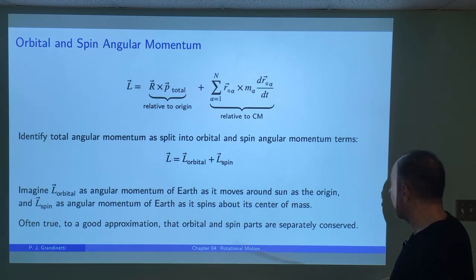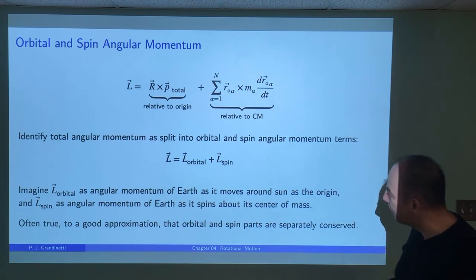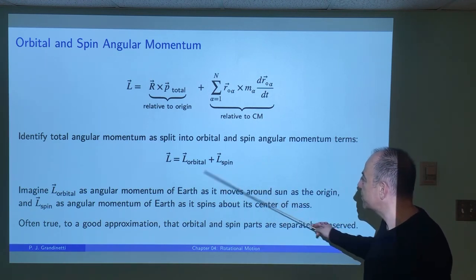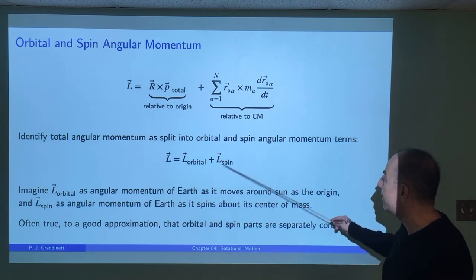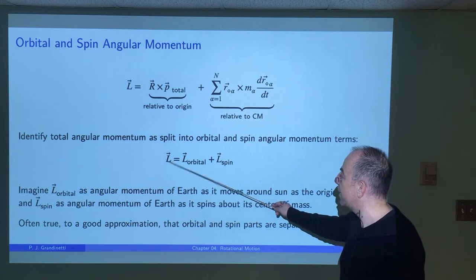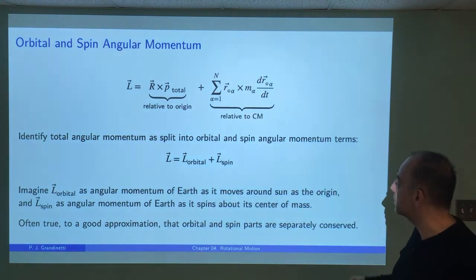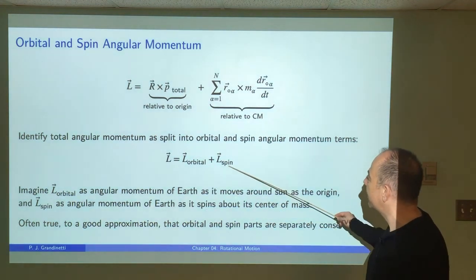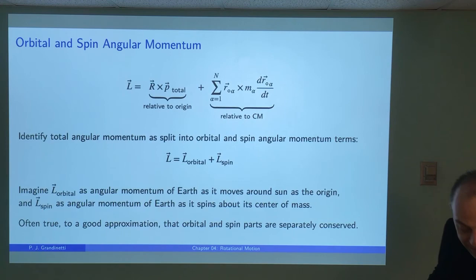What's also true is that when the total angular momentum is conserved, there are many cases where you can approximately find that the orbital angular momentum is conserved separately and the spin angular momentum is conserved separately. In other words, if dL/dt is equal to 0, you might find that dL_orbital/dt is approximately equal to 0, and dL_spin/dt is approximately equal to 0 too. And sometimes that happens.